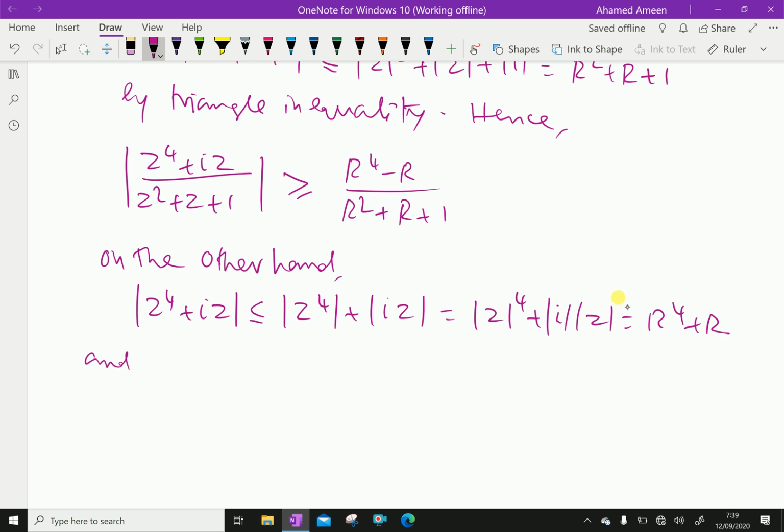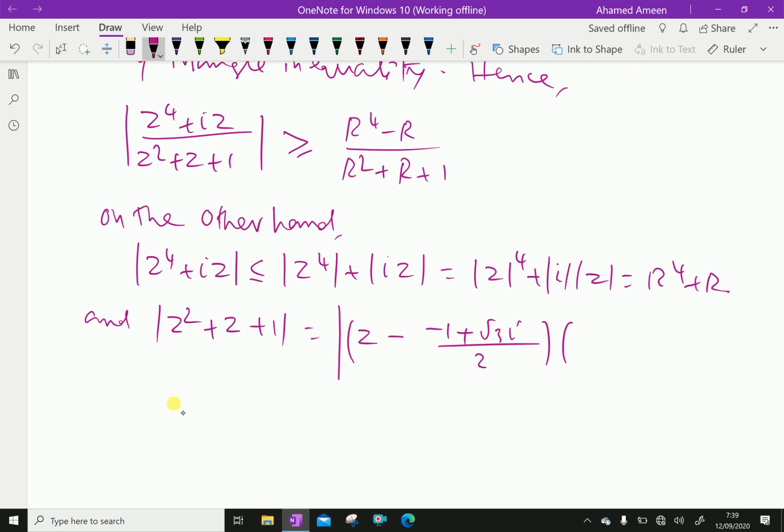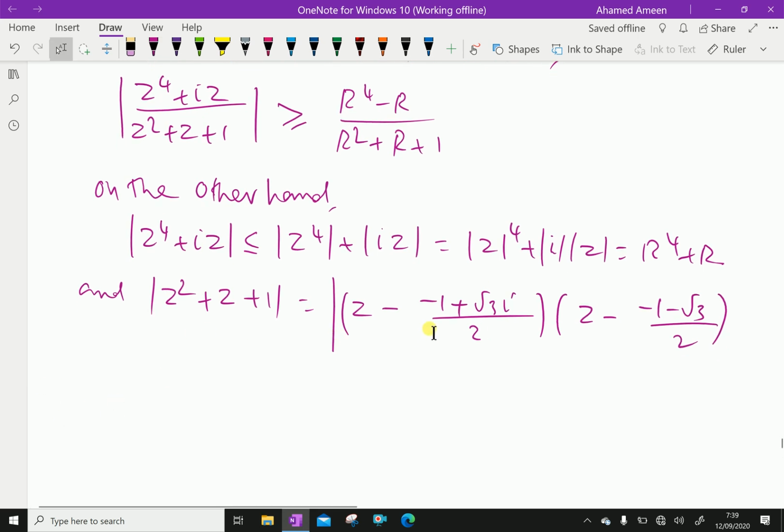And modulus of z square plus z plus 1: here this is a quadratic equation in terms of z, which is factorized like (z minus (minus 1 plus root 3i) over 2) into (z minus (minus 1 minus root 3i) over 2). Here are the factors. If you multiply these things, it comes to this full expansion.